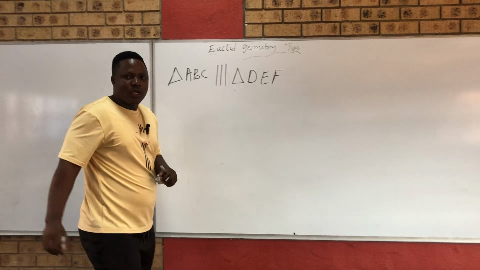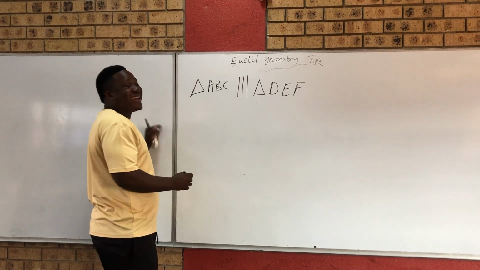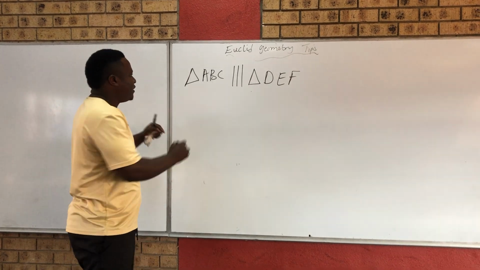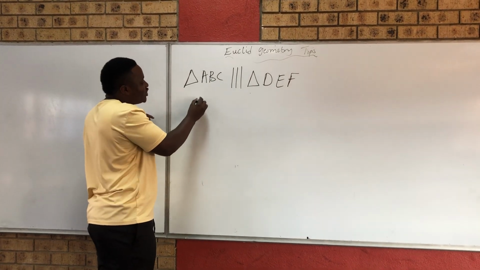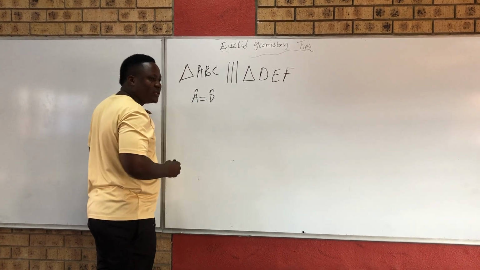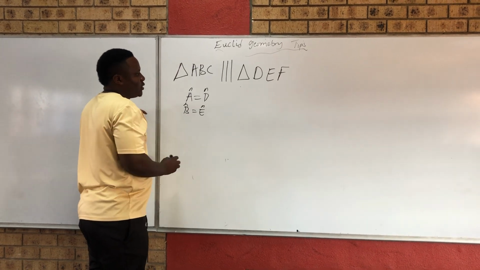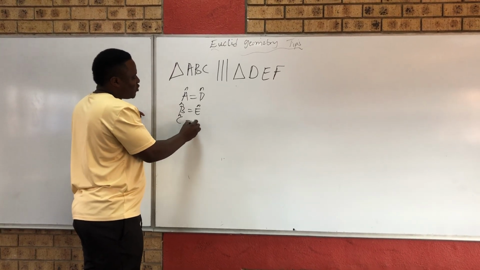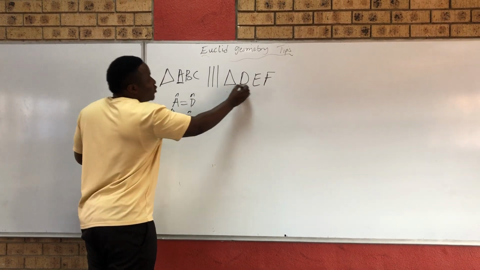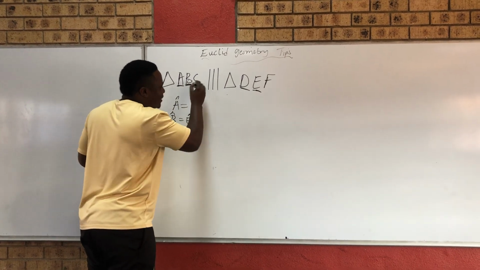DEF. So here, what you need to know is that, sometimes, this is always arranged. If they say this, just know that you must go and show that angle A is equal to angle D, or B is equal to E, or C is equal to F. So in most cases, the first angle equals the first one, the second equals the second, and the third equals the third.